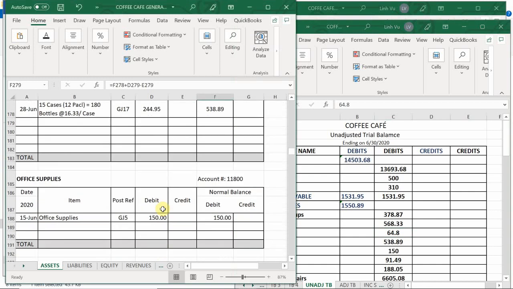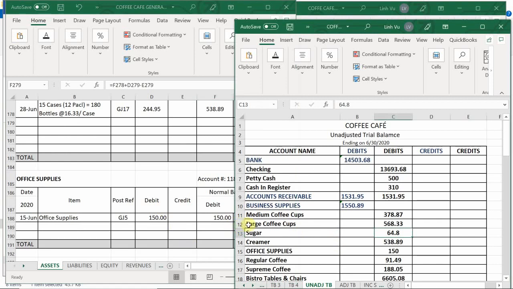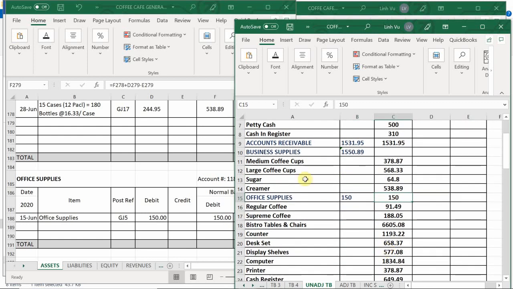Next thing I have here is office supplies. Office supplies is a main account, so I'm just going to change this color to blue. There's only one office supply account, so whatever's in this column is going to be the same in this column. In this case, I have 150, and same thing here, I have 150.